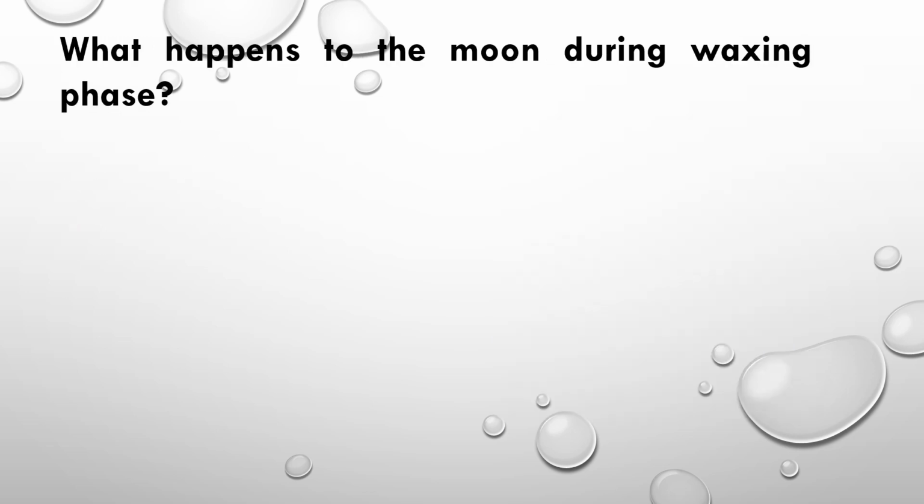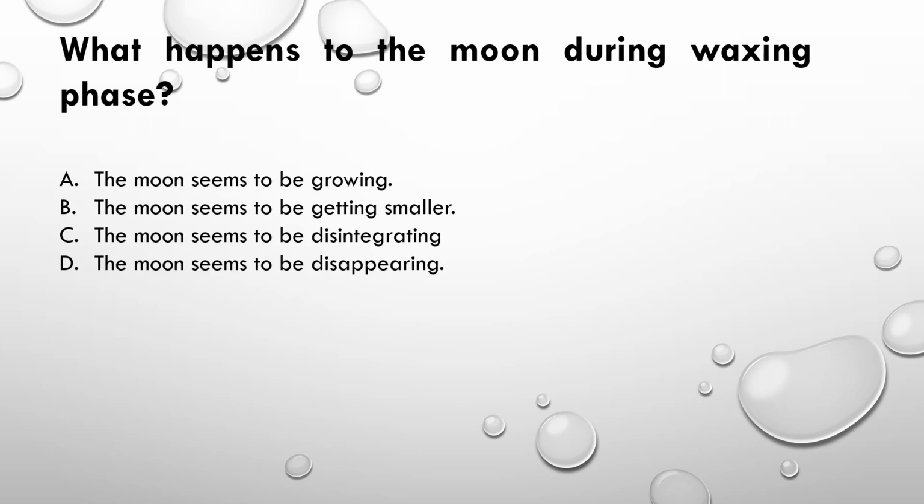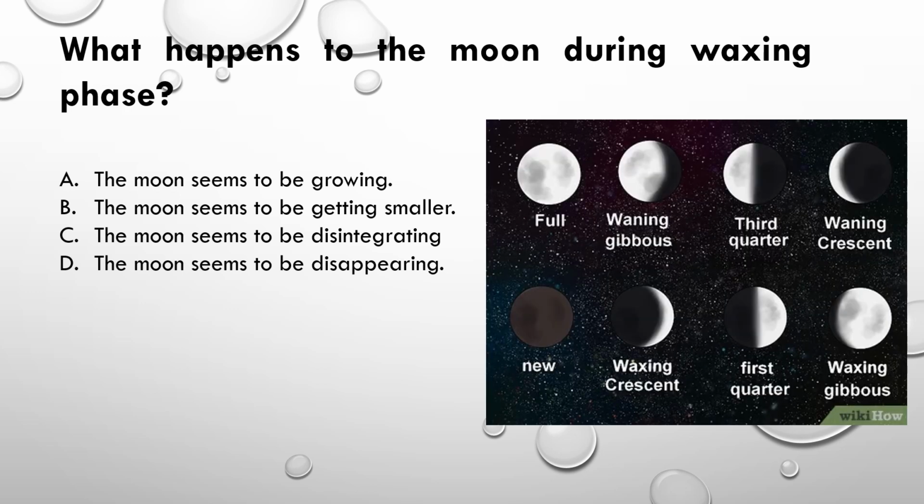What happens to the moon during waxing phase? A. The moon seems to be growing. B. The moon seems to be getting smaller. C. The moon seems to be disintegrating. D. The moon seems to be disappearing. What do you think is the answer? Okay, it's letter A.